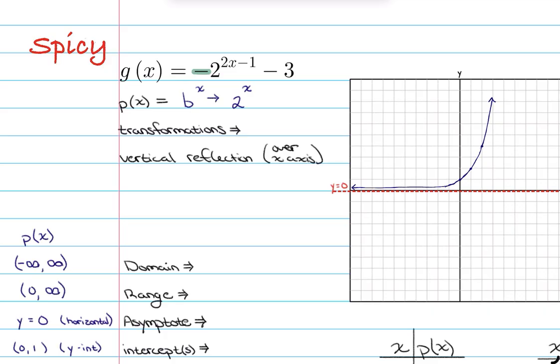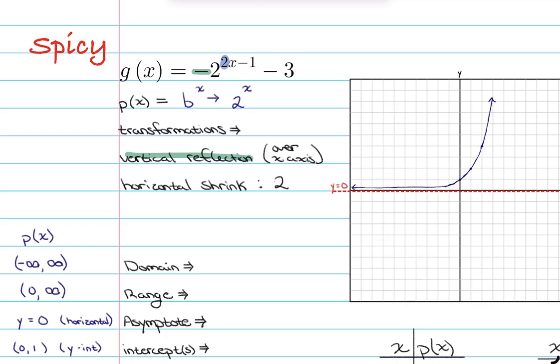The next thing that I come across is this 2 right here. It is acting upon the x, right? It's not acting upon the 2 to the x, it's acting upon the x. So we know that that means it is horizontal. All right. It is multiplying. So that is a shrink in this case, because remember, if it's greater than 1, it's a shrink. And that is by a factor of 2. Remember, that means we're going to divide all of our x values by that 2. Okay.